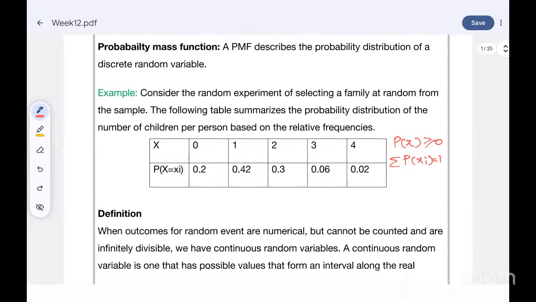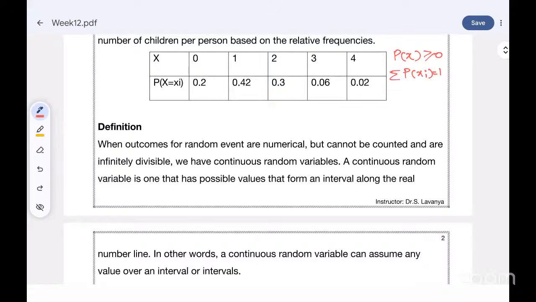Probability of x should be greater than 0, it should not equal 0? Probability is greater than or equal to 0. What's your question? You are saying it should be a strict inequality, greater than 0? No, this is fine. P of x greater than or equal to 0 is fine.